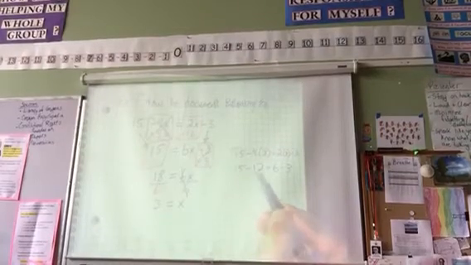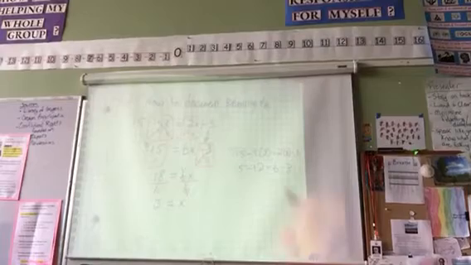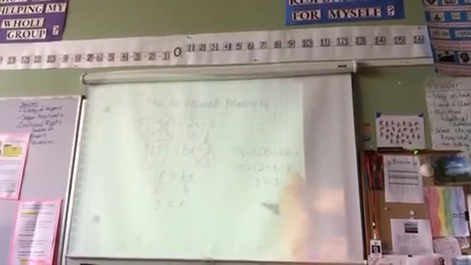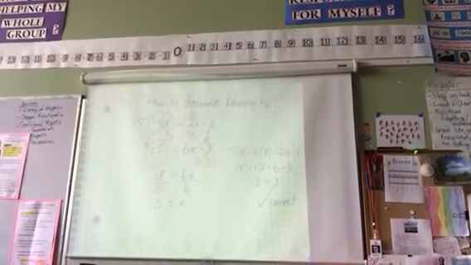Oh, you guys see what I did? Sorry. I wrote everything else. So now 15 minus 12 is? 3. What is 6 minus 3? 3. That means we have a correct answer. I did a good thing.